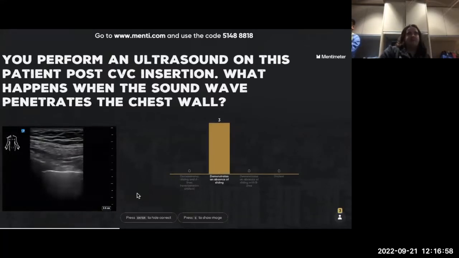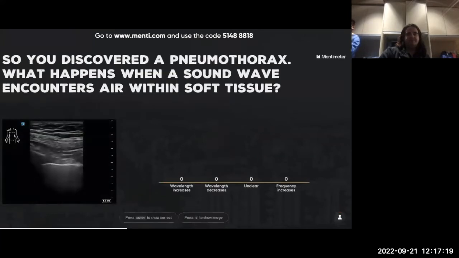Okay, yes, so this is an absence of sliding here. So rather than having a tissue-lung interface, it's now a tissue-air interface. Which you notice, if the lung is filled with air, is actually a subtle difference. But there is obviously no scintillating artifact here that represents lung sliding. So you discovered pneumothorax, or what appears to be a lack of sliding.